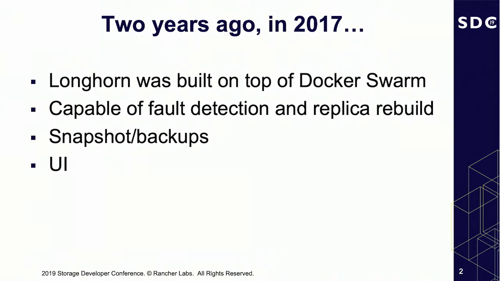2 years ago, in 2017, Longhorn was still a project built on top of Docker Swarm, if you are old enough to remember what Docker Swarm is. At the time, Longhorn had very basic functions like fault detection, replica rebuild, and some snapshot backup, and we had a UI. In the past few years, with the rise of Kubernetes, Docker basically gave up on the cluster-level thing and turned to Kubernetes as well. So everybody pivoted.